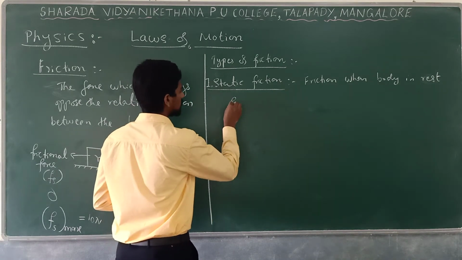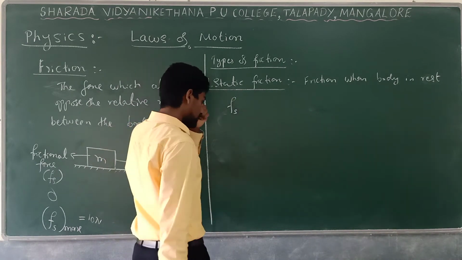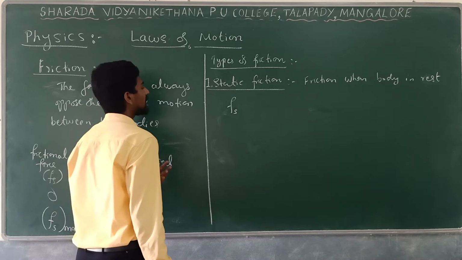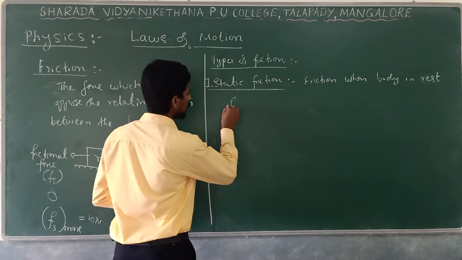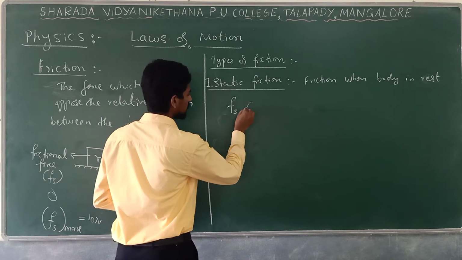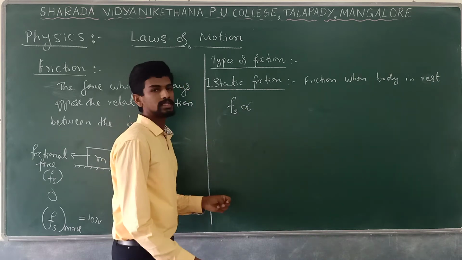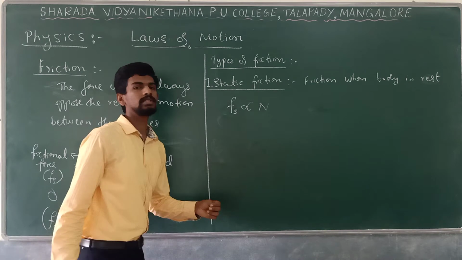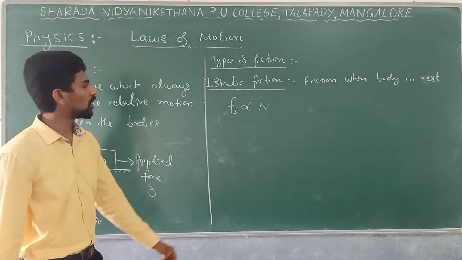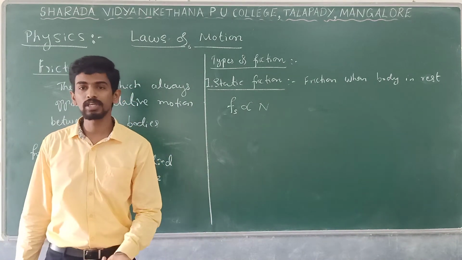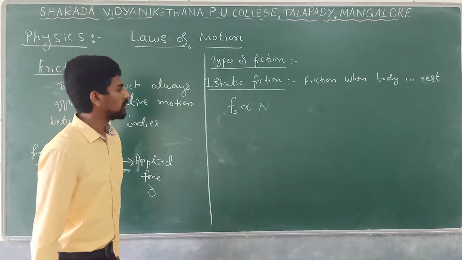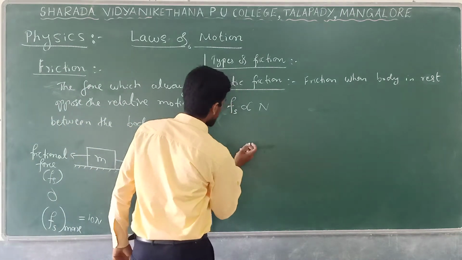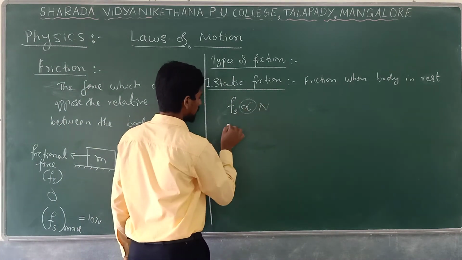Now, consider this Fs, static friction. Now it is observed that it is directly proportional to normal force. What is that? Normal force. If normal force is more, static friction is also more. Now here, I have to remove this proportionality.